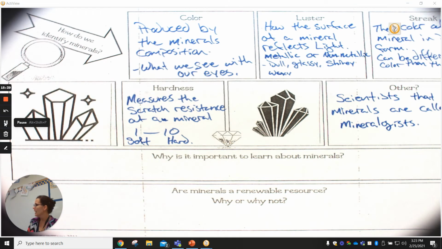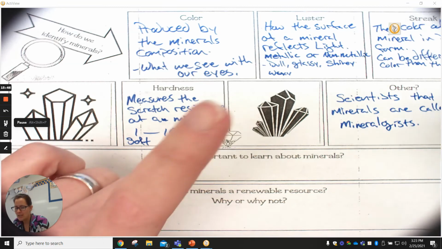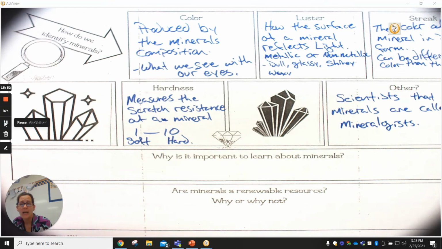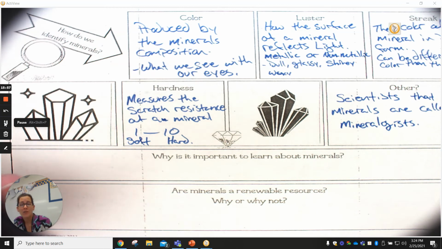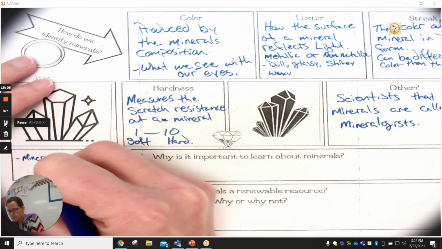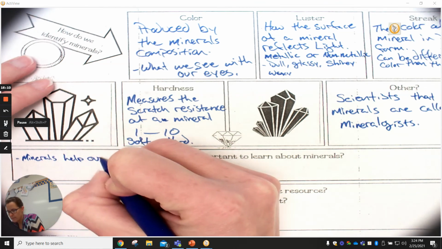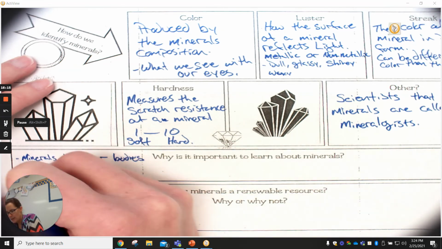If you've ever looked, I don't have anything to eat in here because it's science lab, but if you ever look at the nutritional information on your food, you can see the fat content and all that. Well, if you read down a little bit, it'll have a list of the minerals and vitamins that you get from eating the food. Your body actually has to have certain minerals in order to stay healthy. So I'm going to write right here, minerals help our bodies grow and stay healthy.